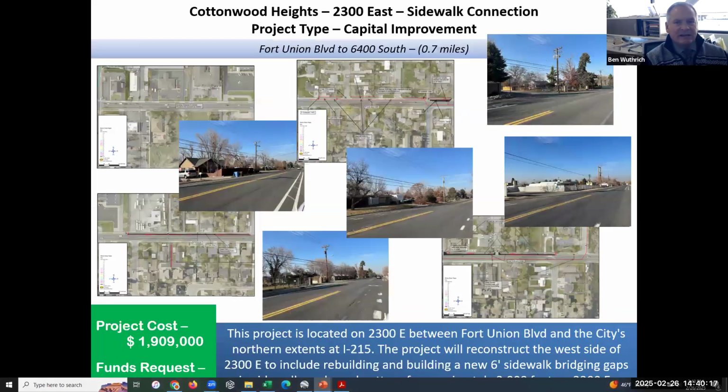Our first project is a request from Cottonwood Heights. This is on 2300 East. This is for a sidewalk connection between Fort Union Boulevard and 6400 South, about 7/10 of a mile. This project is estimated at 1.9 plus million. Funds being requested are 1.7 plus million.